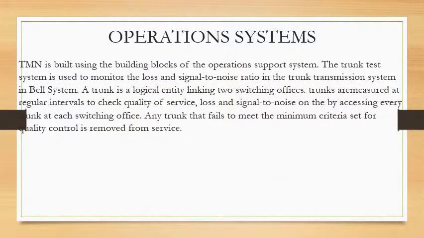TMN is built using the building blocks of Operation Support System. The trunk test system is used to monitor the loss and signal-to-noise ratio in the trunk transmission system in the Bell system. A trunk is a logical entity linking two switching offices, and trunks are measured at regular intervals to check quality of service, loss and signal-to-noise, by accessing every trunk at each switching office. Any trunk that fails to meet the minimum criteria set for quality control is removed from service.